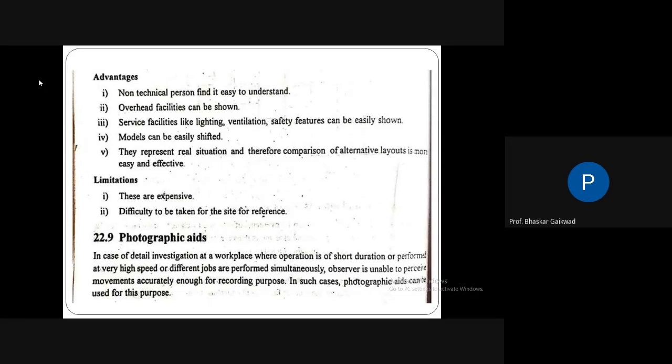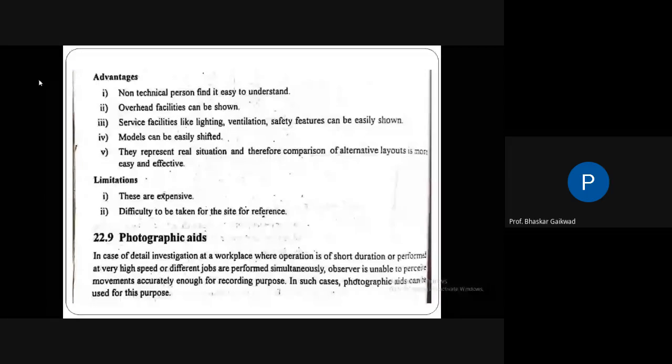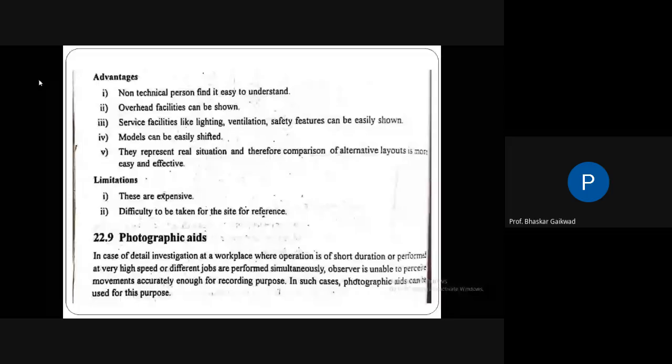Models can be easily shifted, means we can shift them in the manufacturing, or we can change if there is a problem in the real situation. Therefore, comparison of alternative layouts is easier, compared to the real situation, means real product manufacturing.